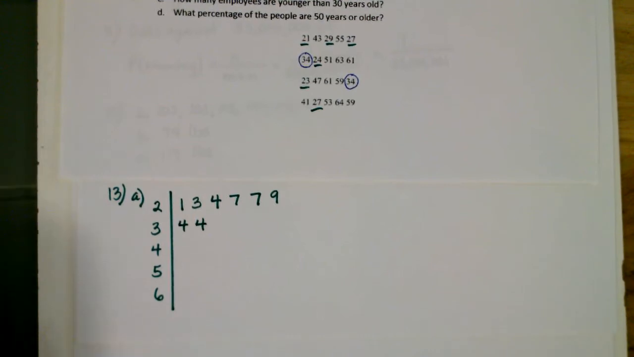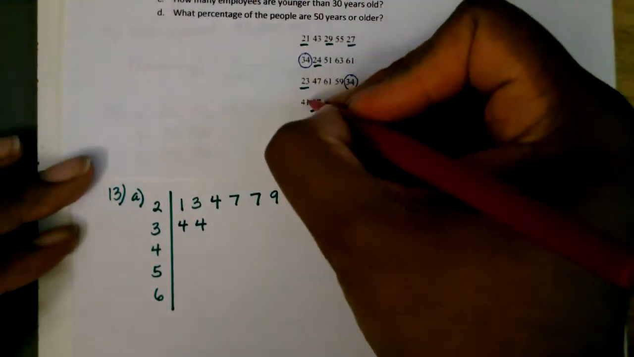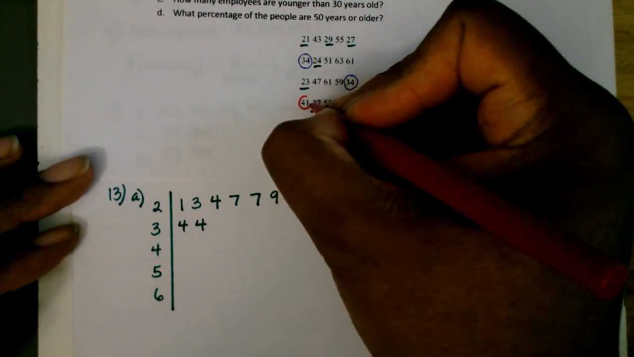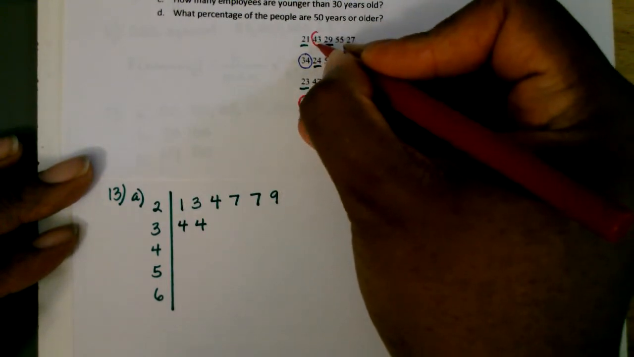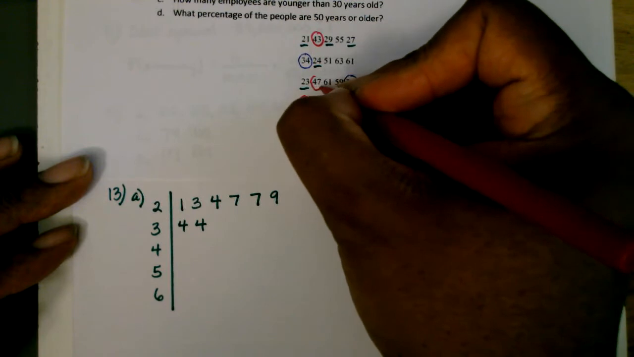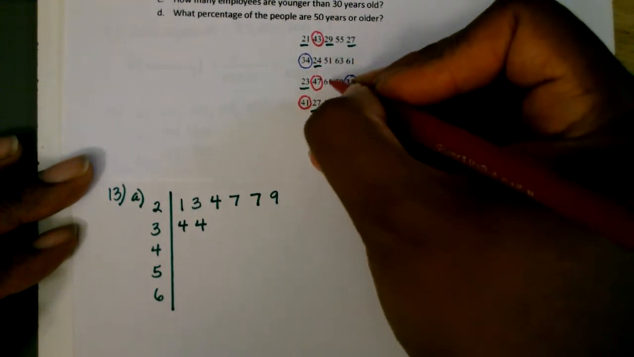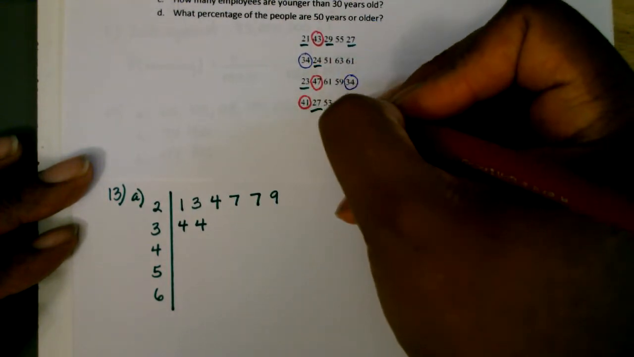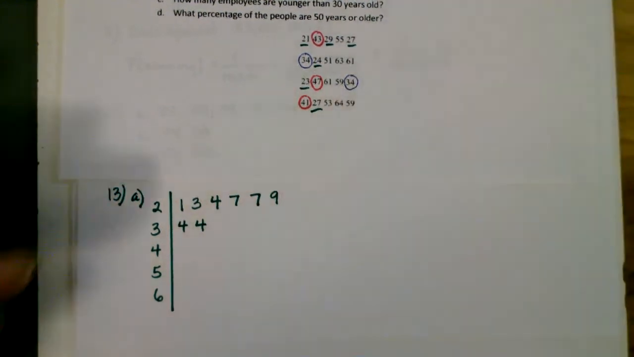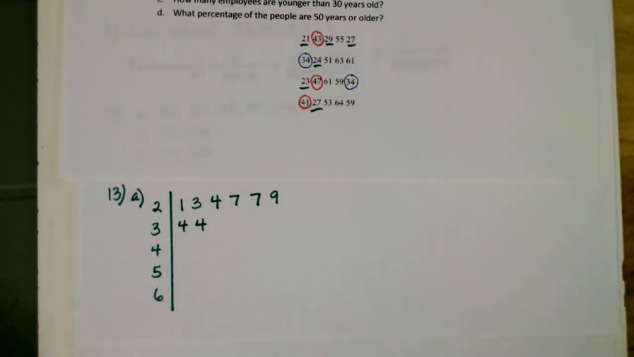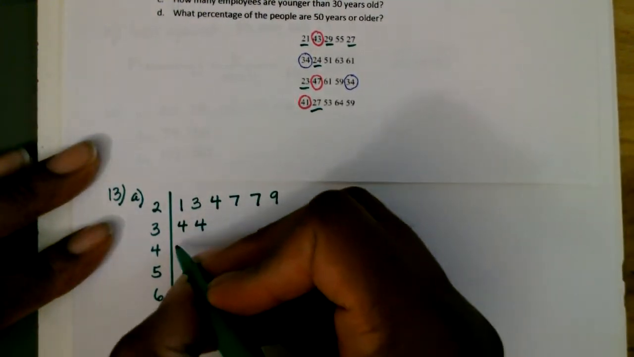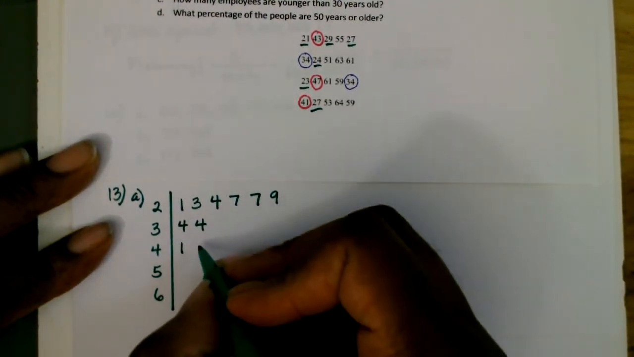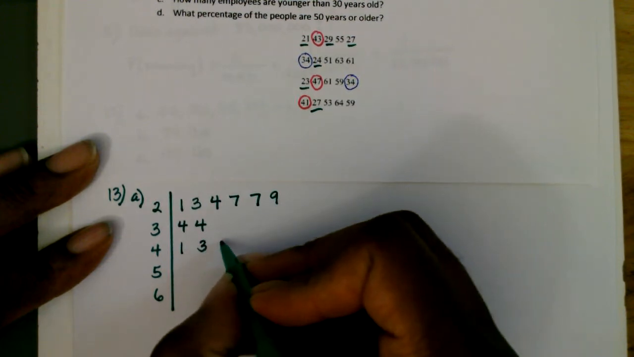And now we go to the 40s, from 40 to 49. So here I'm going to use a different color. It's 41, 43, 47, and that's it. So 41, 43, and 47. Let's see, put the 1 for the 41, and a 3 for the 43, and a 7 for the 47.